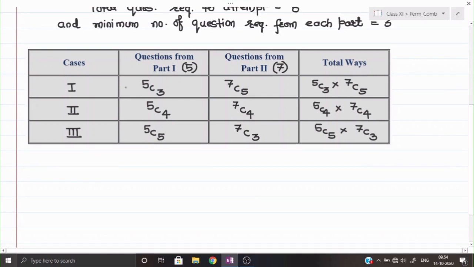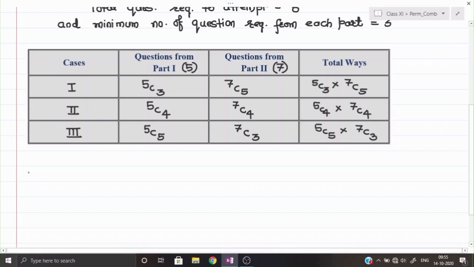Either the first case will work, meaning the student can opt for the first case, or the second case, or the third case. So see here, or is coming. Whenever or comes, either 1 or 2 or 3, we have to add all of them. So the total ways written in front of case 1, case 2 and case 3, we have to add all of them.